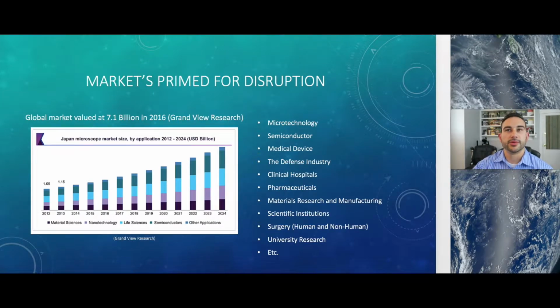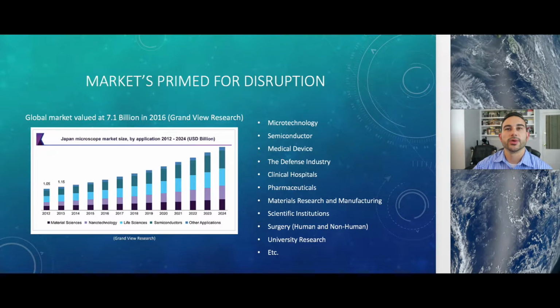Microscopy can be found all throughout key markets, typically served by most companies. These include microtechnology, semiconductor, medical device, the defense industry, clinical hospitals, pharmaceutical manufacturers, materials research and manufacturing, scientific institutions, surgery, university research, etc. This marketplace was valued at $7.1 billion globally in 2016.